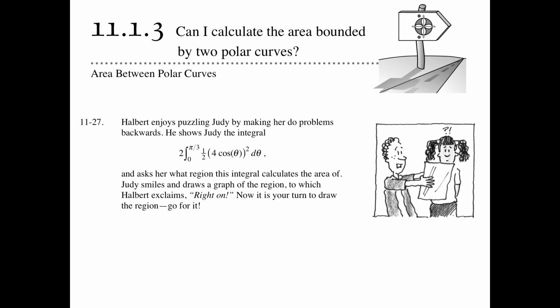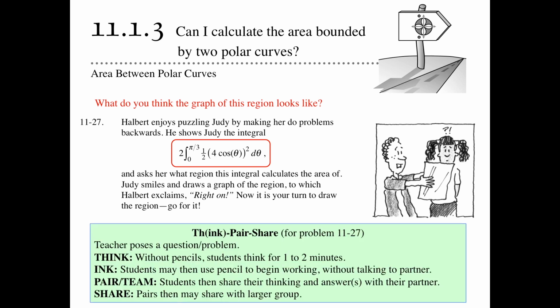A clever way to start Lesson 11.1.3 is to project the integral expression shown in problem 11-27 prior to allowing your students to open their books, and challenge teams to sketch and shade the polar region whose area they think this expression represents. And you can use a think, pair, share for this strategy. Give students individual time to think about what this graph will look like, and then some more individual time to start sketching on their papers, followed by time to talk about it with a partner or with their team, and lastly, to share it with the whole class.